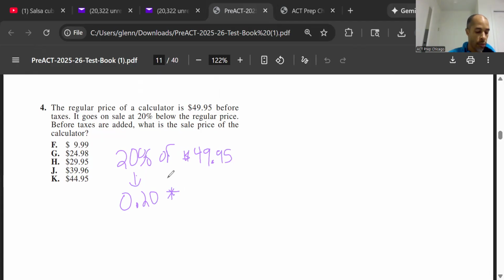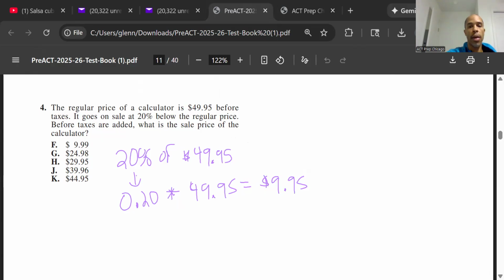I'm very careful with my students to say, okay, what do we get at this point? When we do 20% of 49.95, what did we get? Well, we got the actual discount, right? And is that what it asked for?